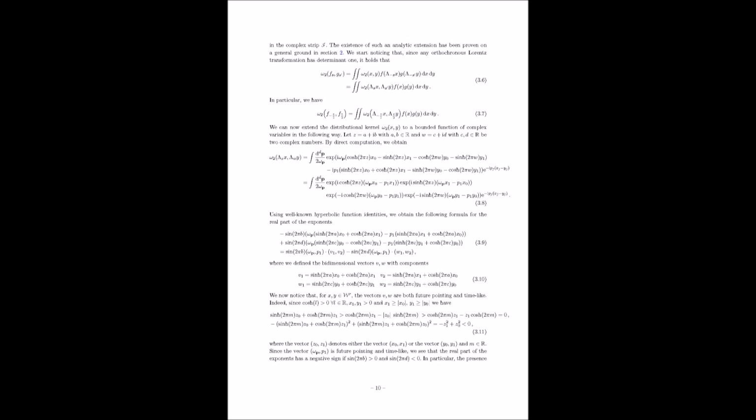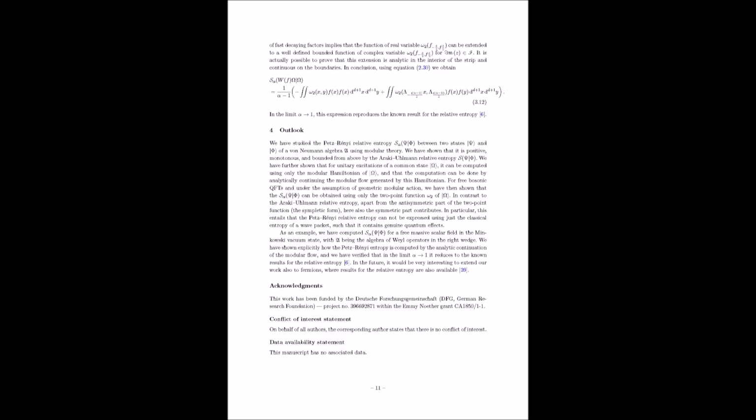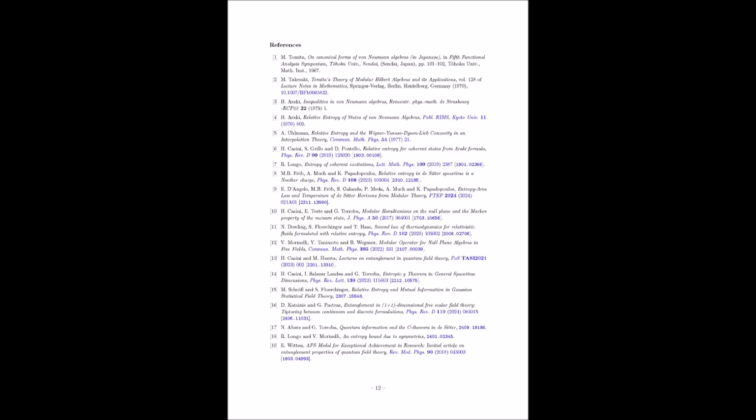What's the punchline? What does their result tell us about the entanglement in this wedge-shaped region? Well, they arrive at a formula for the Petz-Rényi relative entropy that depends on the parameter alpha, which we can tune to focus on different aspects of the entanglement and the specific details of the scalar field. This gives us a quantitative measure of the entanglement between the field inside the right wedge and the field outside.